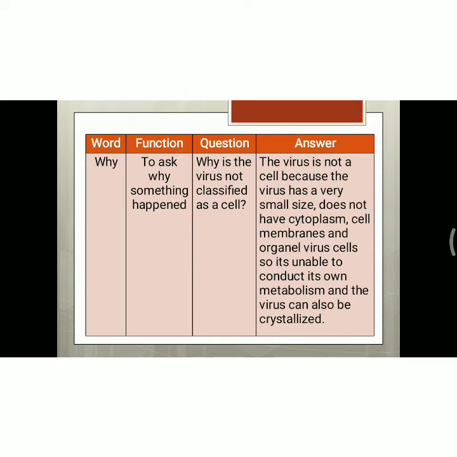Next, why. Why has a function to ask why something happened. And the question is, why is the virus not classified as a cell? And the answer is, the virus is not a cell because the virus has a very small size, doesn't have cytoplasm, cell membrane, and organelles, so it's unable to conduct its own metabolism, and the virus can also be a crystal.